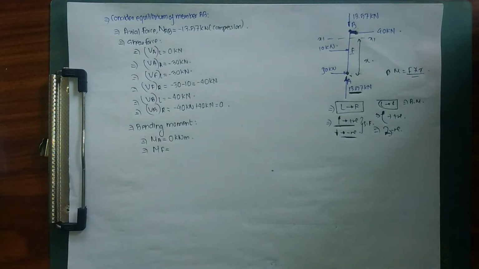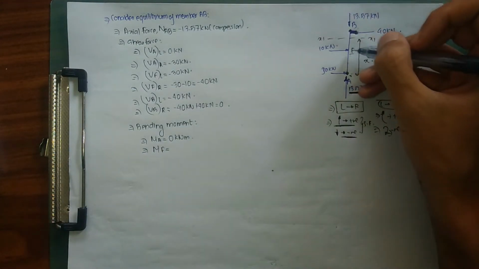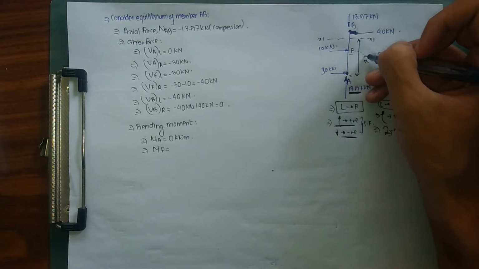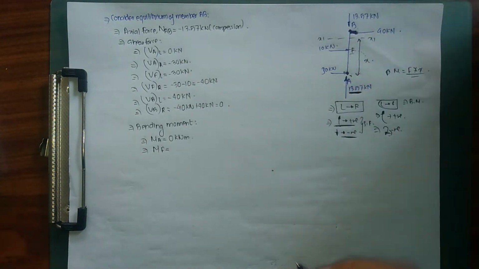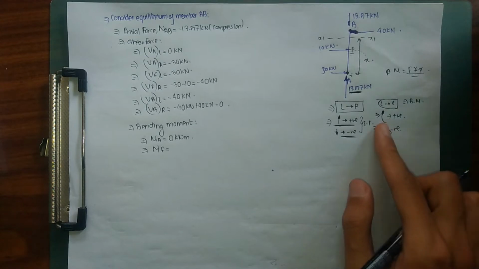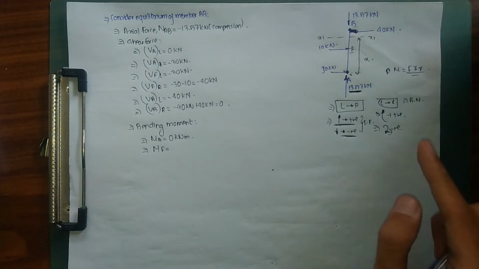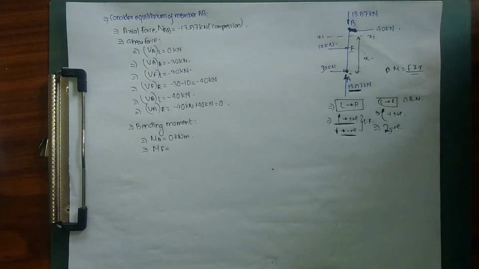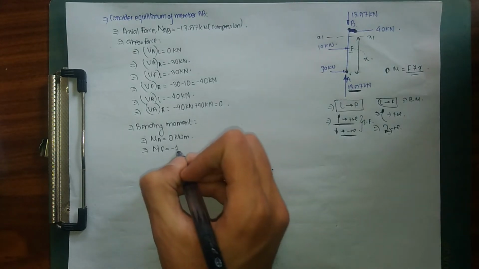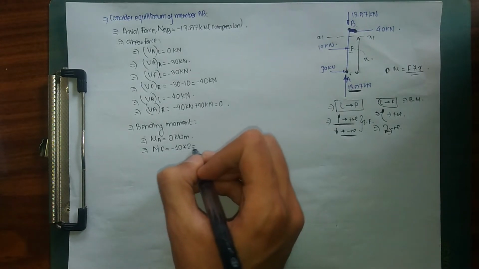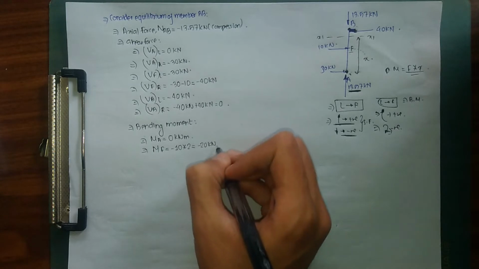Next we have our direction, whether it's going to be clockwise movement or anti-clockwise movement. As you can see here, this is acting vertically downward, and it's going to produce our anti-clockwise movement. While moving from left to right, clockwise movement is positive while our anti-clockwise movement is negative. So this is going to give me anti-clockwise movement, or our hogging bending, which is going to be minus 10 into 2, is minus 20 kN per meter.